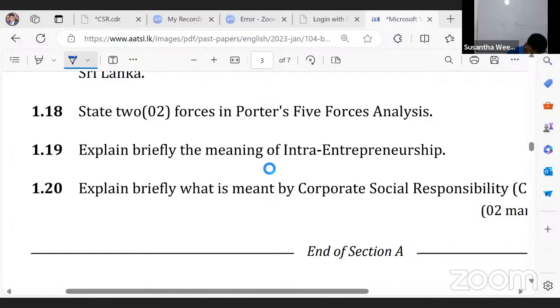There are people with different skills, right? Then they can come up with some creative or talented ideas to develop products, right? That is intra-entrepreneurship.